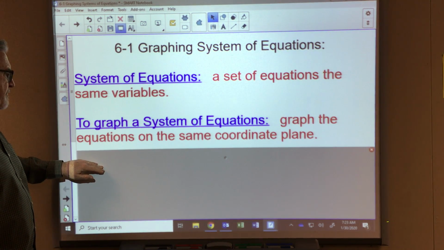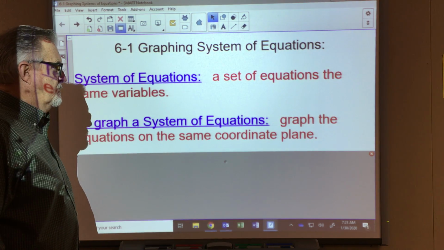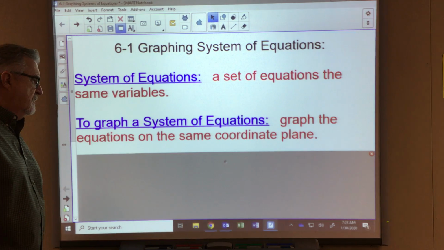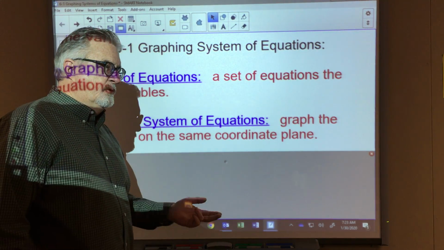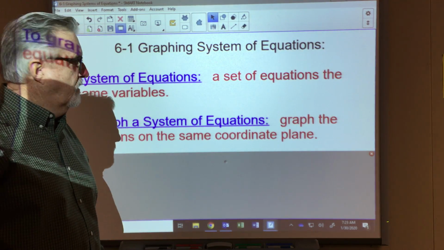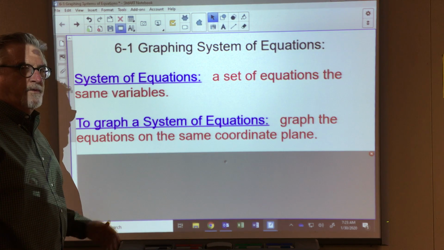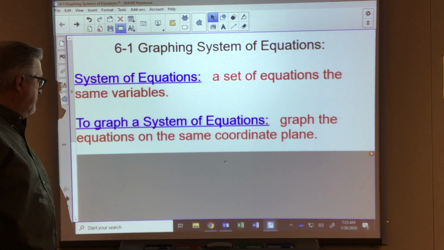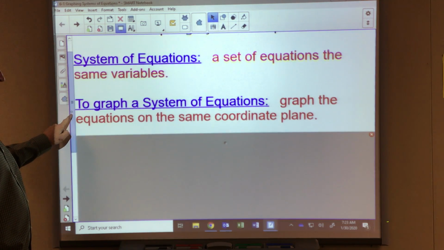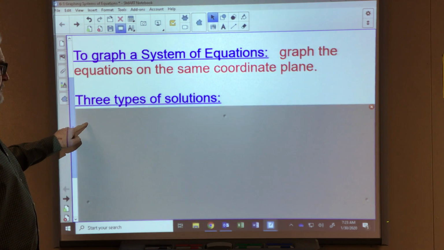Today we're going to be graphing to solve. So to graph a system of equations, you simply graph the equations on the same coordinate plane. Okay, if the system contains two equations, you graph both equations on that coordinate plane. If it contains three, you graph all three. You get the picture of that. Okay. Next thing we need to talk about is the types of solutions we're going to run into.